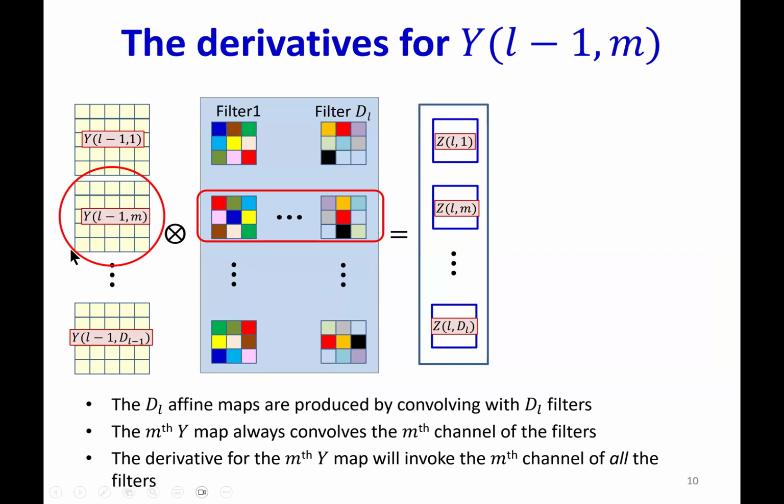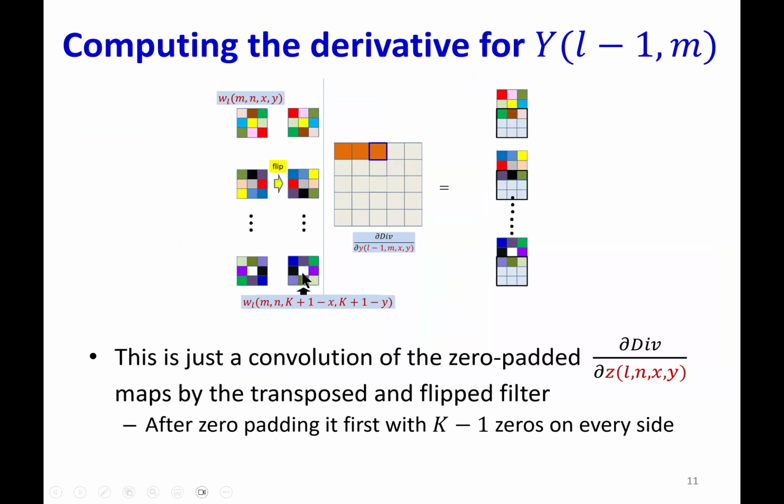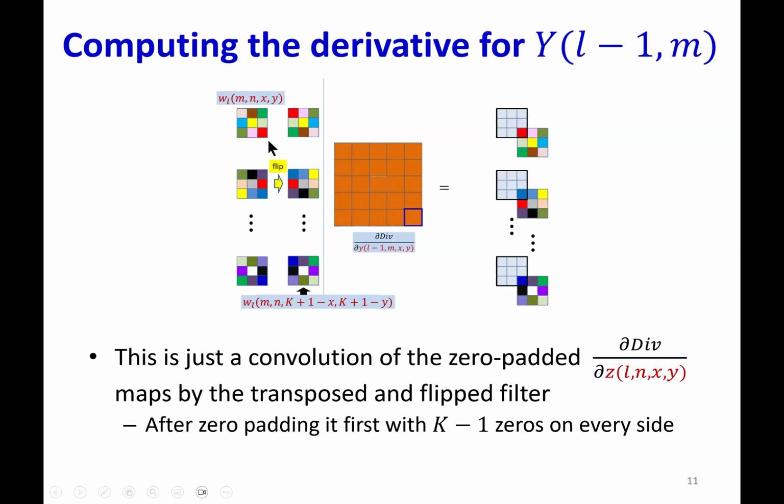Let's look at the first one. If I want to compute the derivative of the divergence with respect to the mth input channel, then I would consider the mth channel of all of the filters. This mth channel is now going to be transposed, which is flipped left to right, top to bottom. The derivative maps for all of the affine outputs are zero padded, and then these transpose filters are convolved with the zero padded derivative maps for the affine layer, and that gave us the derivative for the input channel. Do you guys remember this? Right. And that's very easy to do, once you see what is done over here.